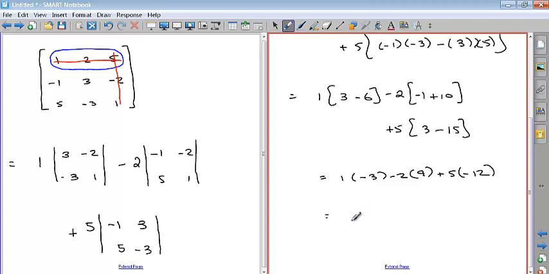So you'll have negative 3 minus 18 minus 60. Each one of those. So that's negative 78, negative 81. So that's the value for the determinant associated with this original 3x3 matrix.